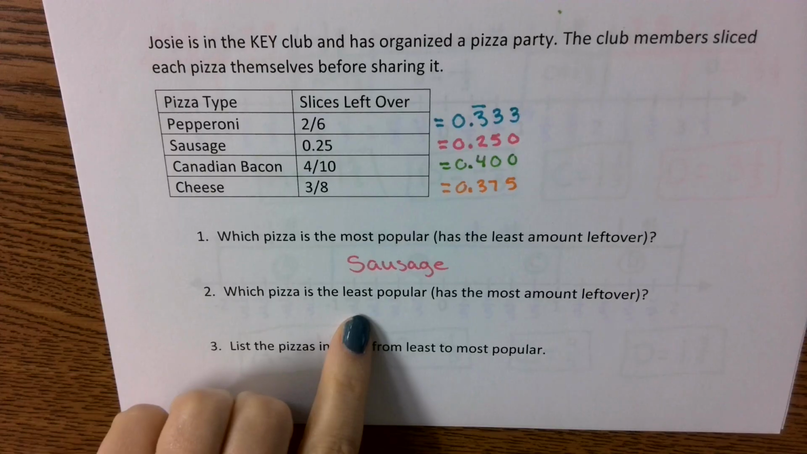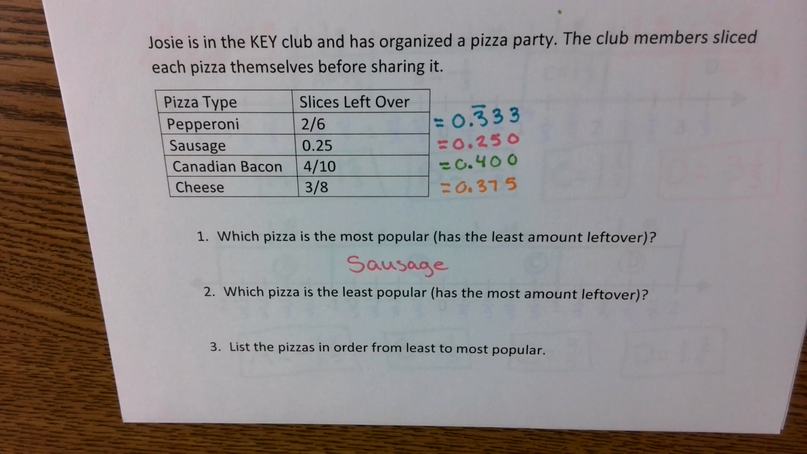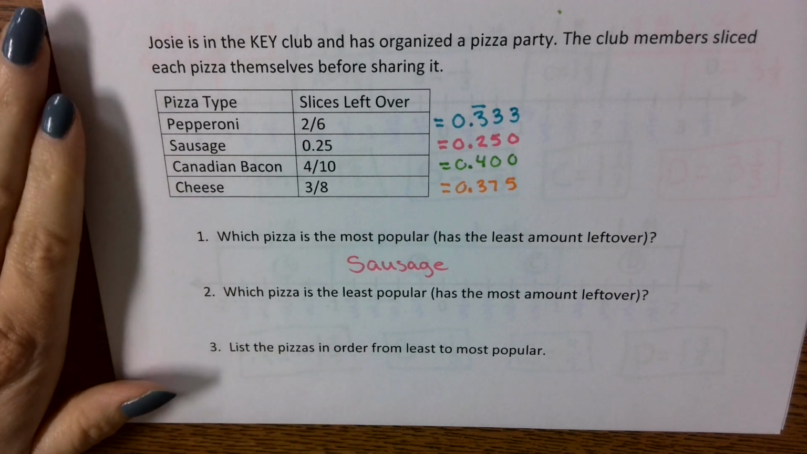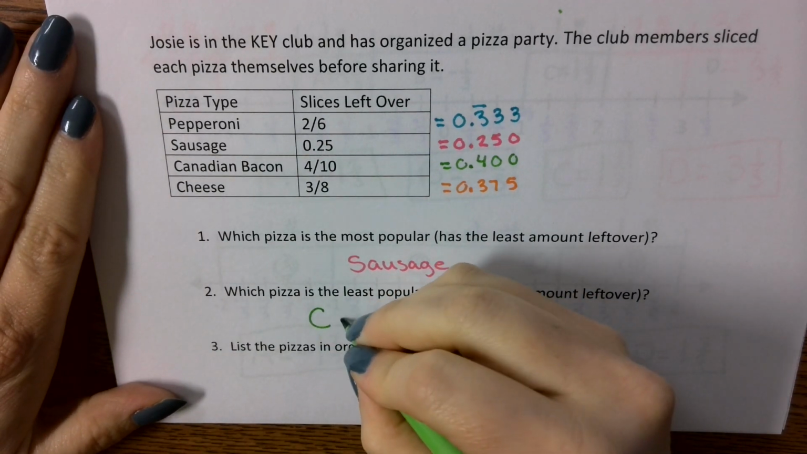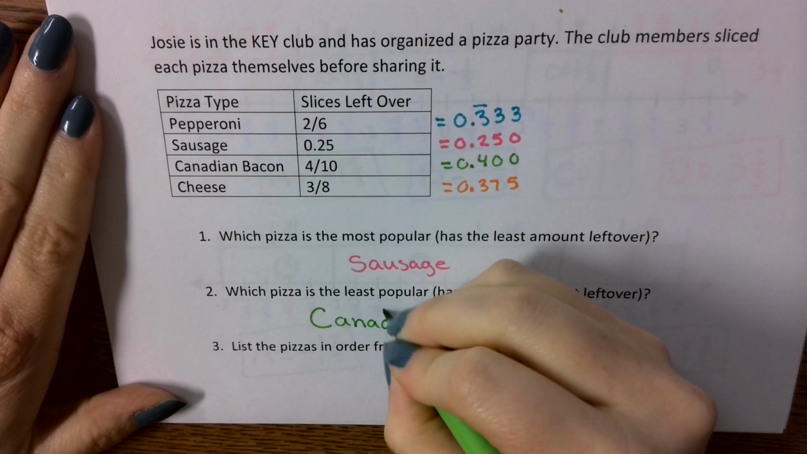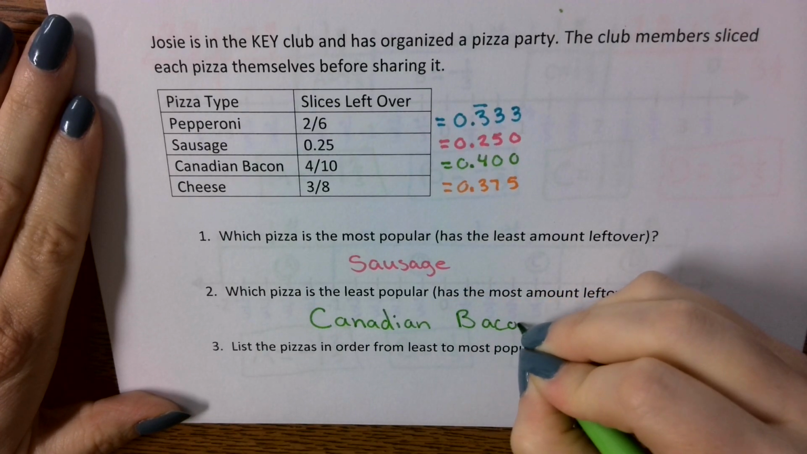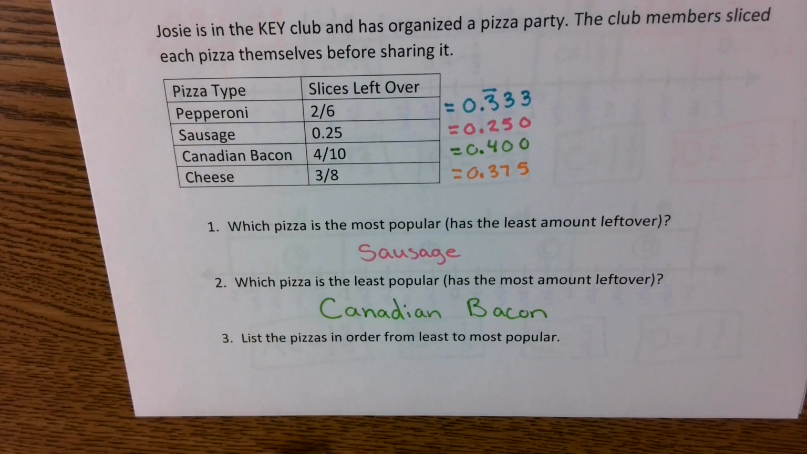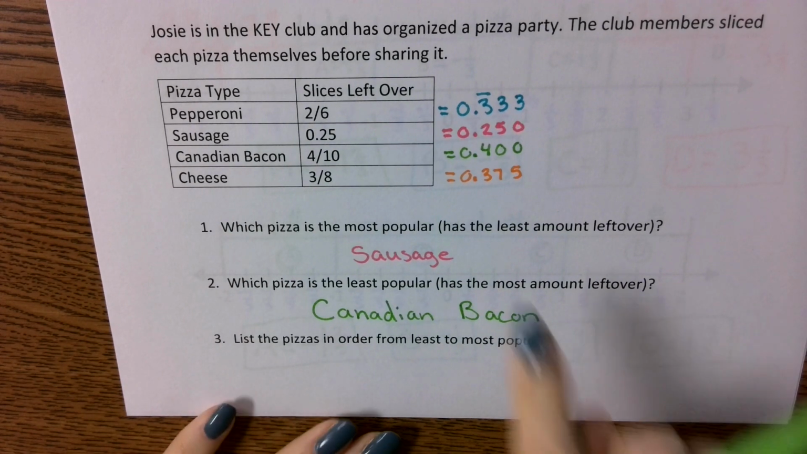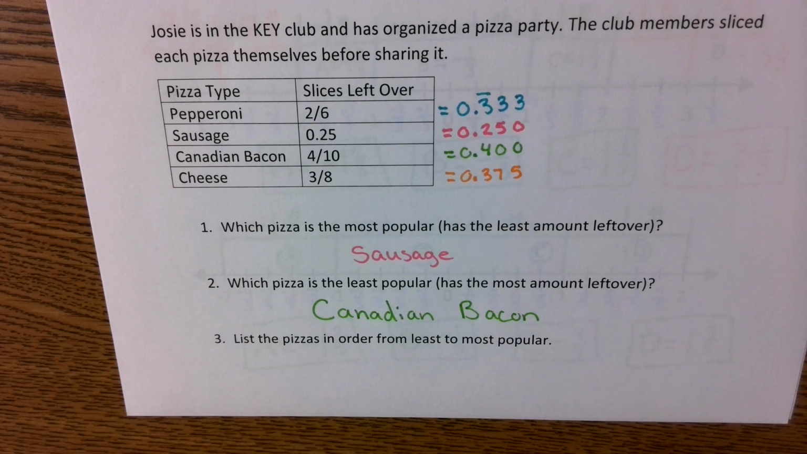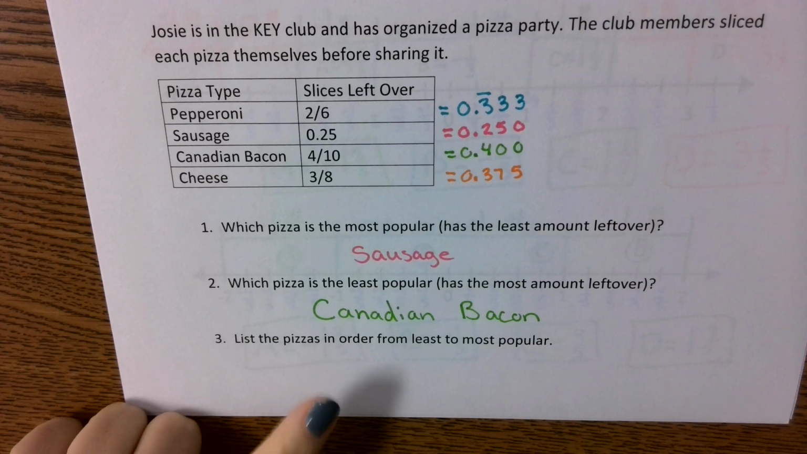What was the least popular pizza then? The least popular, Nihat? Canadian bacon. Who wants Canadian bacon on their pizza? That's like a breakfast item, not a pizza item. Okay? So Canadian bacon has the most left over. Jaden. Okay? Now from least popular to most popular.